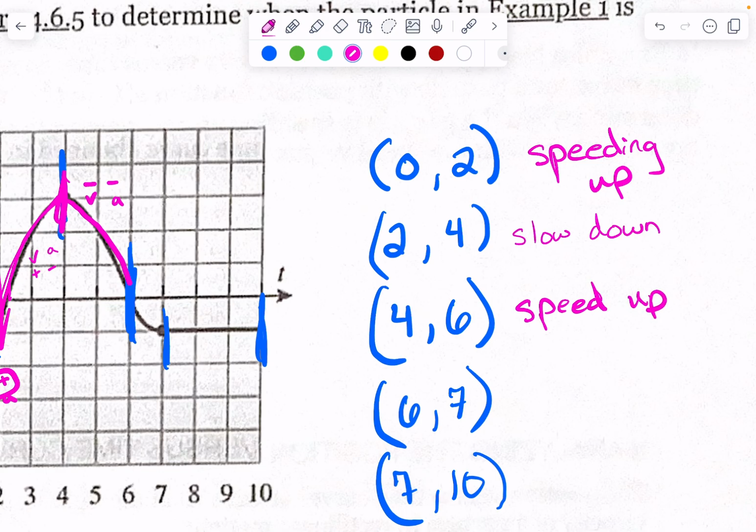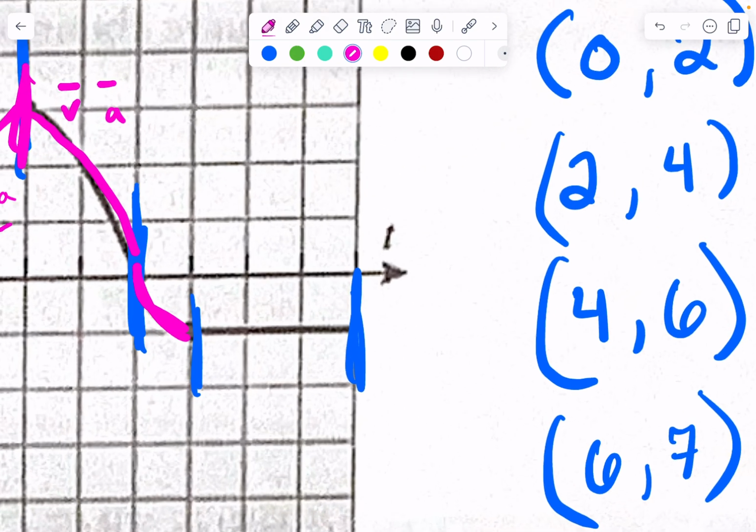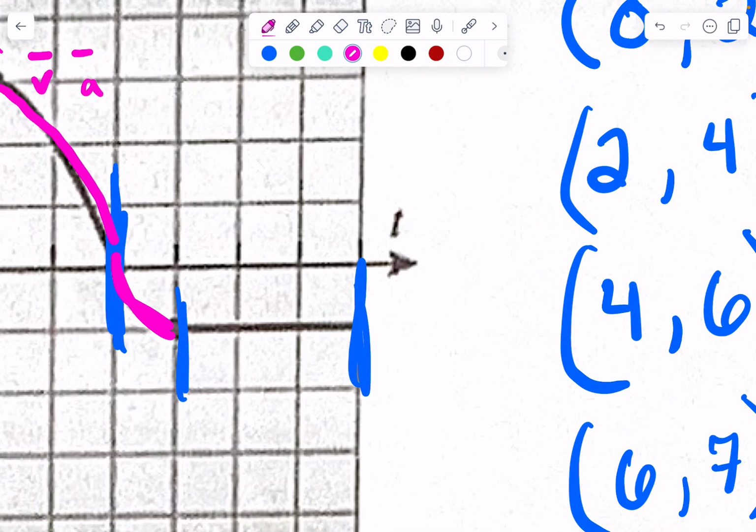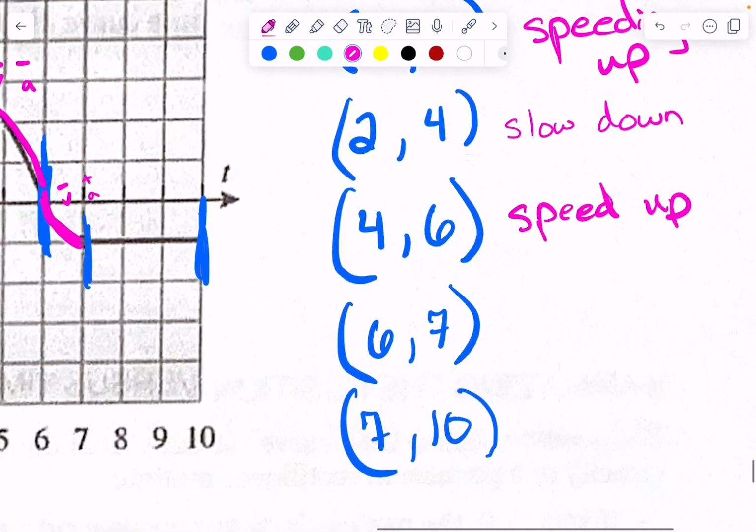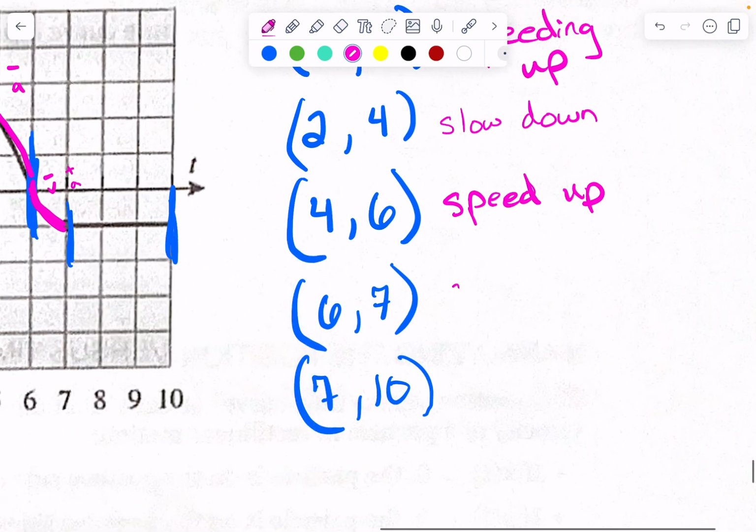Okay, and then here from 6 to 7 seconds, I am decreasing for velocity because I'm going downhill. Okay, and then he is concave up, so he's plus. So that means plus for acceleration because those two are opposite. This is slow down again.